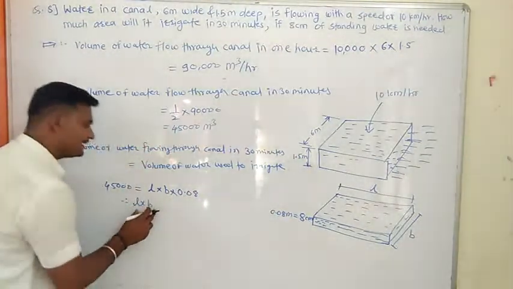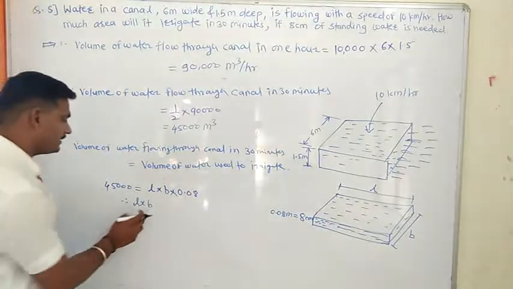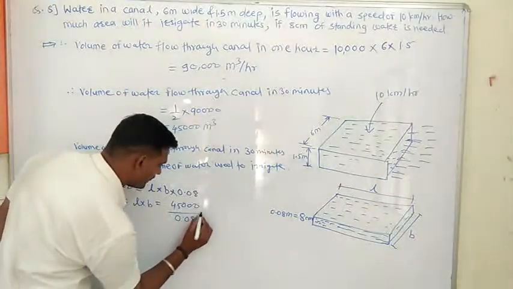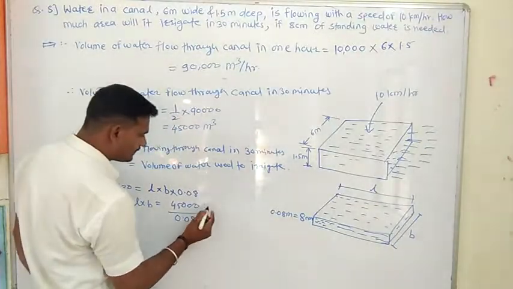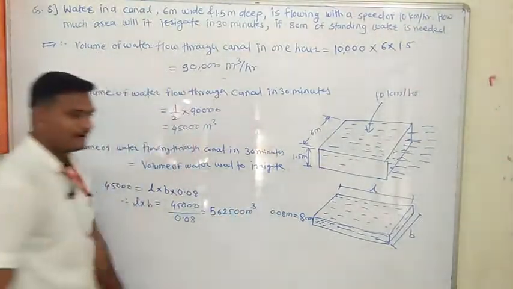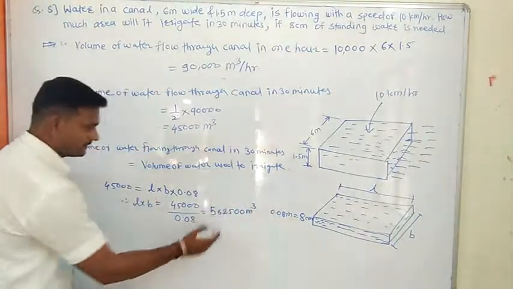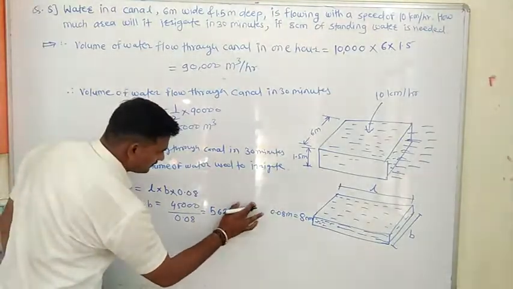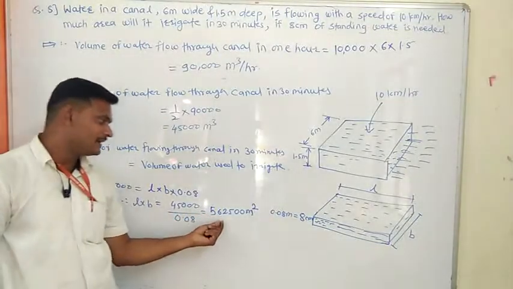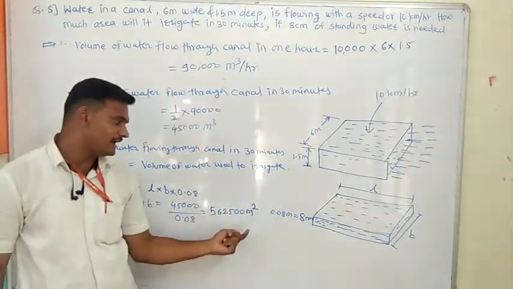Therefore, L into B is the area irrigated. That much only we have to find here. L into B is equal to 45,000 divided by 0.08, which is equal to 562500 meter cube. Sorry, it is not meter cube, it is meter square, because it is an area. See here, L into B is the area. Therefore, we got 5,62,500 meter square area irrigated.